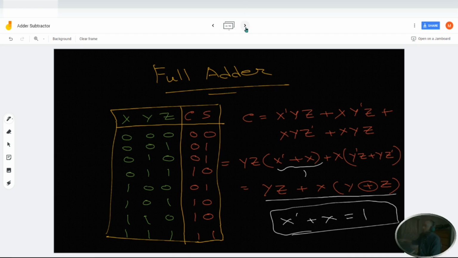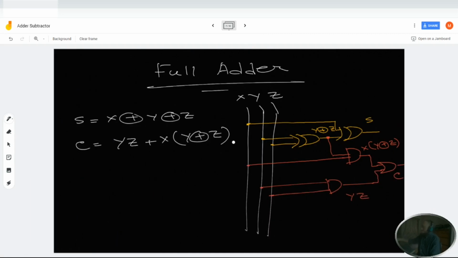Now let's see how we can draw the logic diagram. For sum and carry we can see we have y XOR z in common. So at first we will take y and z as the inputs of an XOR gate, where we will find y XOR z, and then if we use another XOR gate with the inputs as x and y XOR z, then finally we will find the expression for sum, because here we can find x XOR y XOR z.